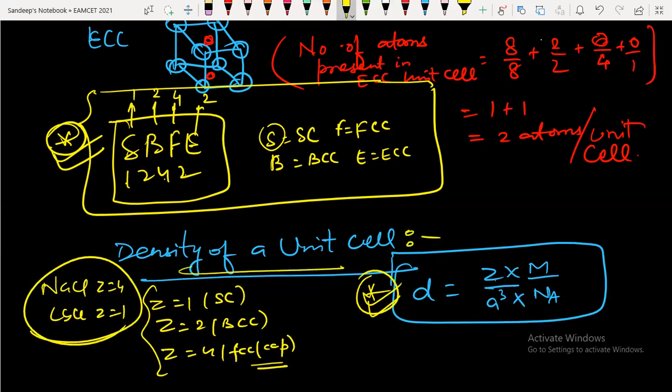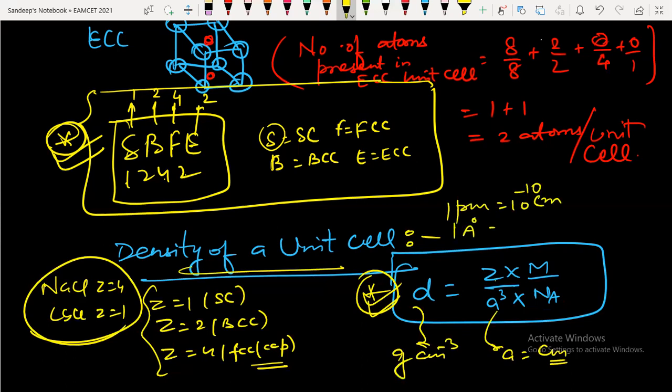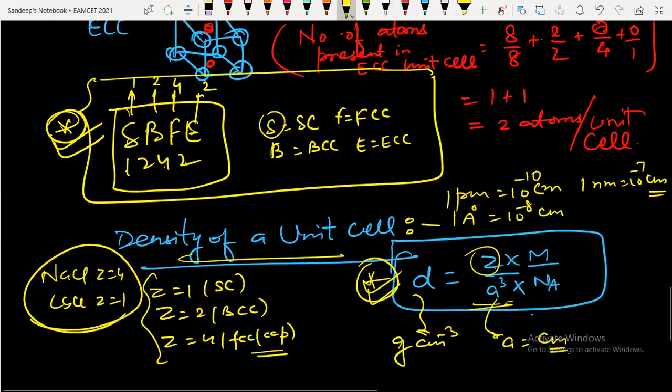Keep in mind that to get the density in gram per centimeter cube, you must use a in centimeters, because it is often given in picometers. So 1 picometer is 10 to the power minus 10 centimeter, 1 angstrom is 10 to the power minus 8 centimeter, and 1 nanometer is 10 to the power minus 7 centimeter. Keep this in mind and convert to centimeters. Z is the unit cell content. So this formula will help you find the unit cell density.